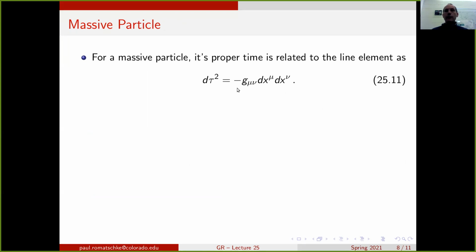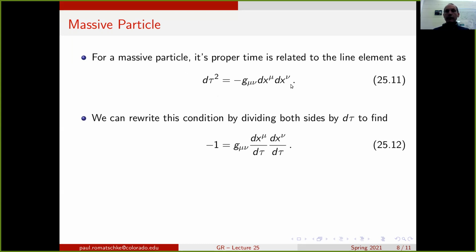And this equation holds if it's a massive particle. The equation would not hold, for instance, if we were considering a particle that does not have any mass, such as a photon, because then this is a light-like particle, and the line element squared would basically be 0 and not equal to d tau squared. But for a massive particle, this equation holds.